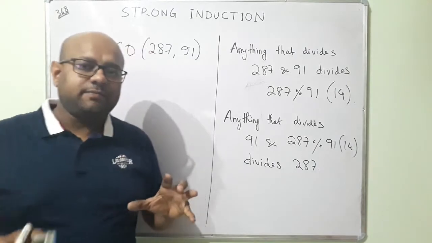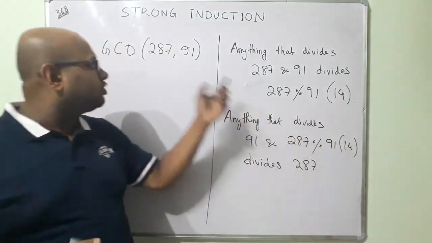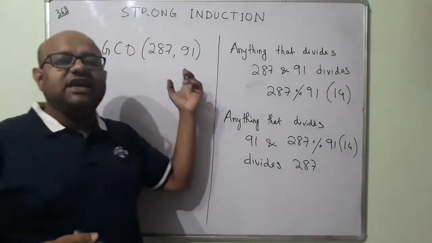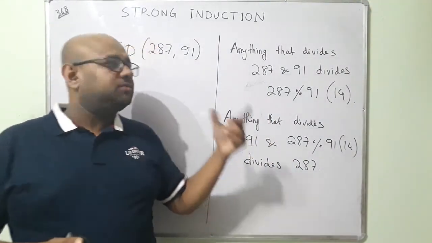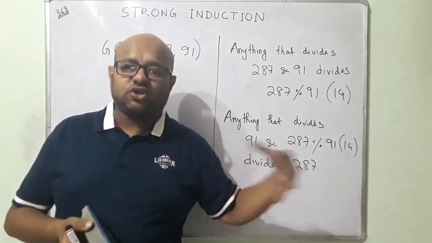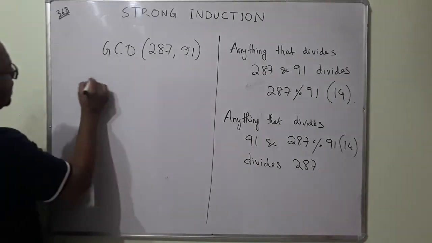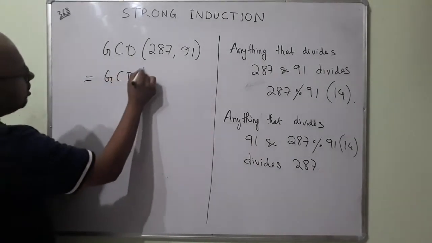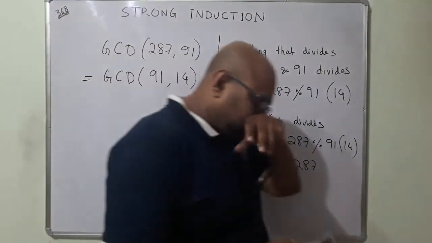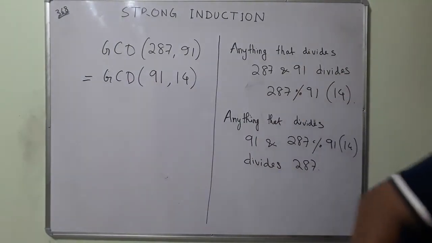Now since all the common divisors of 287 and 91 are the common divisors of 91 and 14, the greatest common divisor of 287 and 91 should be equal to the greatest common divisor of 91 and 14. If all the divisors are the same, then the greatest common divisor must also be the same. So what do we know? We know that the GCD of 287 and 91 is equal to the GCD of 91 and 14. This is something we know by making these observations.